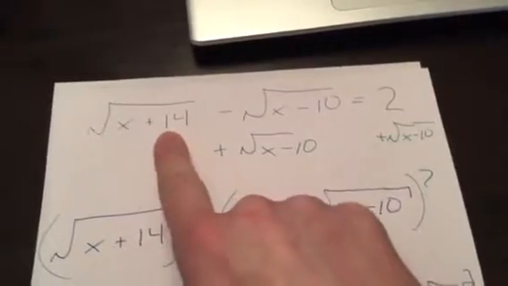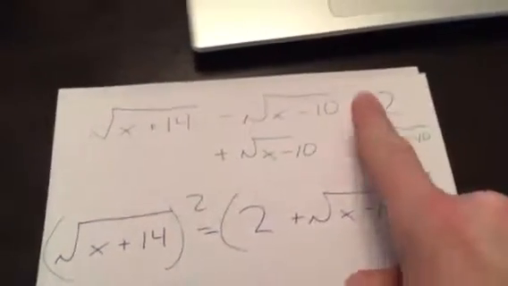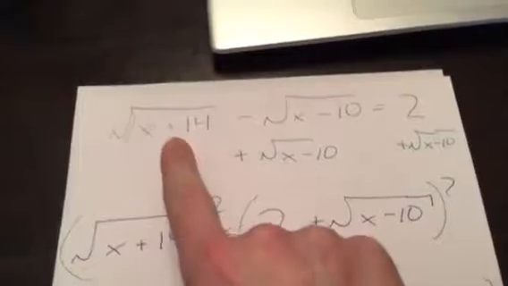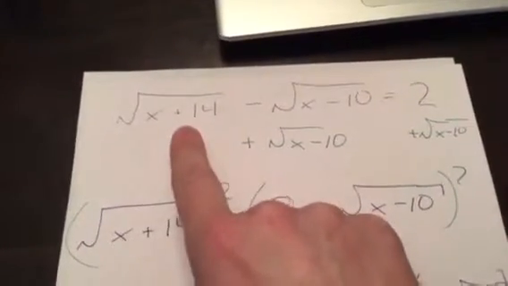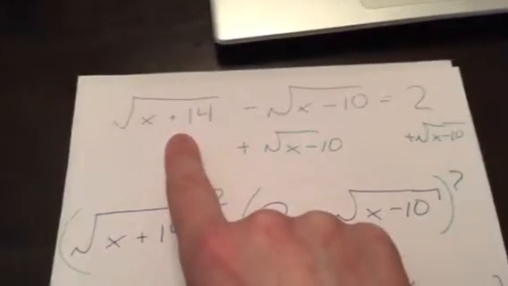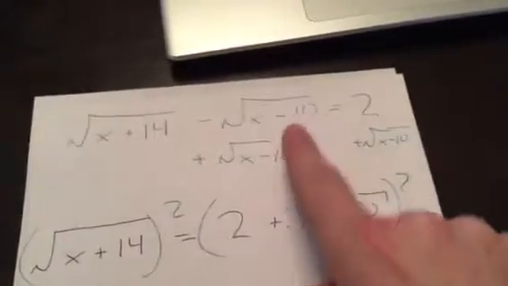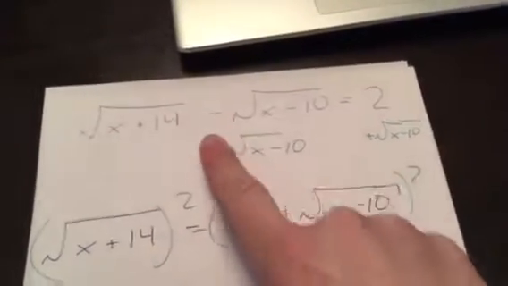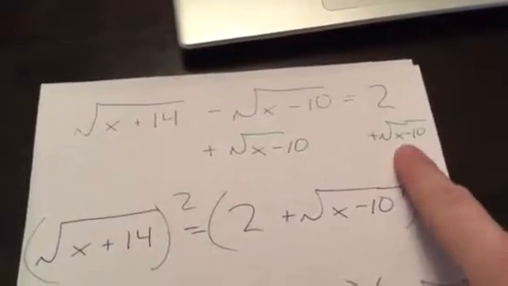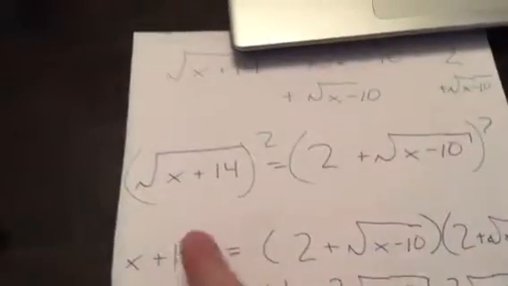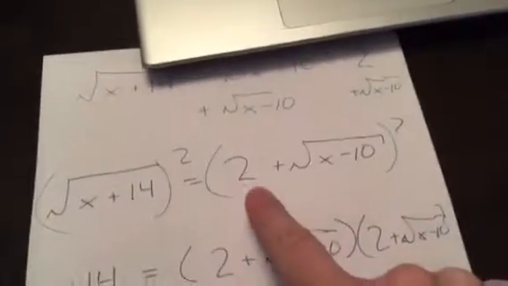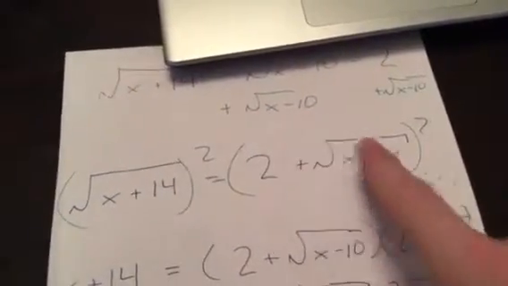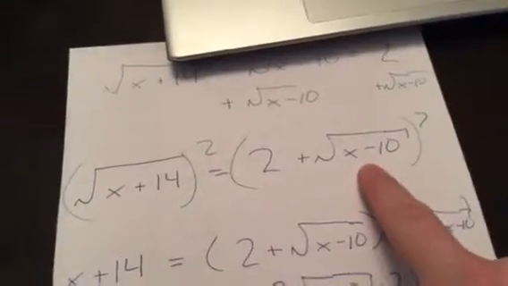But here's your question that you asked, right here in blue. The play is we want to get one of these radicals, that square root sign, by itself on one side of the equal sign, okay? So I'm going to take this other one and do the opposite. I'm going to add that to both sides so that this goes away, and I'm left with just this in blue here. I have x plus 14, and that's going to equal 2 plus that radical that I added, square root of x minus 10.